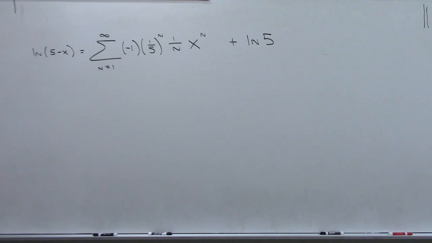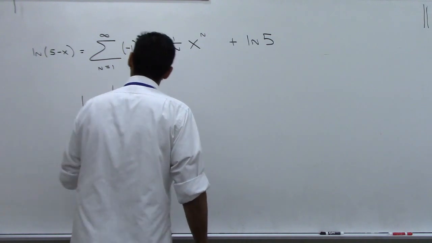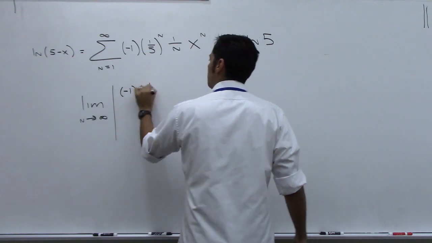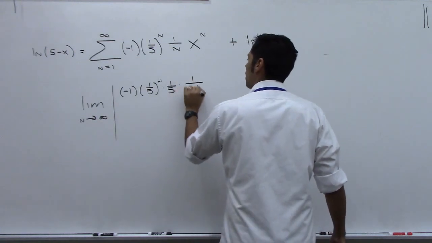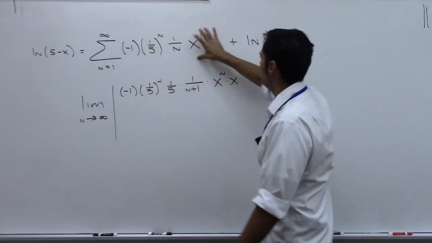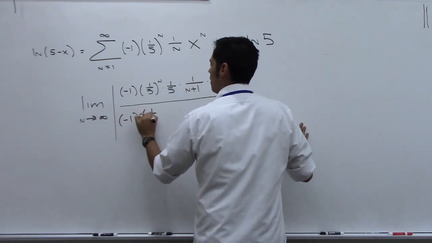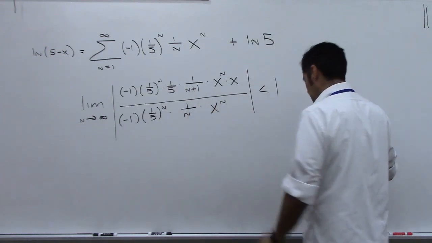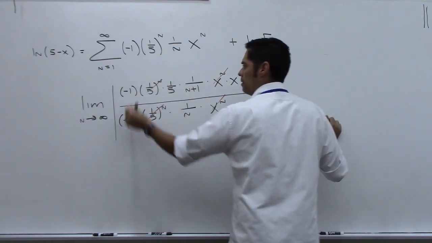Now, radius of convergence. So I'm going to take the limit as n goes to infinity. I'm going to use the ratio test on this. So I get negative 1, then 1/5 to the n times 1/5 times 1 over n plus 1 times x to the n times x. So that's just replacing all my n's with n plus 1s. And I'm going to divide that by, just leave everything as n. So 1/5 to the n, 1 over n, x to the n. I need that to be less than 1. These will cancel. These don't matter.